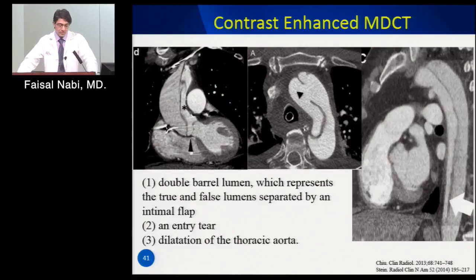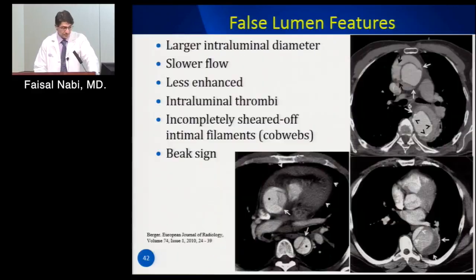But to be honest with you, the imaging of dissection is way beyond just looking for a flap. As you know, we want to look for complications from this disease. And what are those complications? Those complications include rupture into the pleura, rupture into the pericardium, and organ malperfusion, such as stroke or whatever visceral structure where the dissection may be involved.